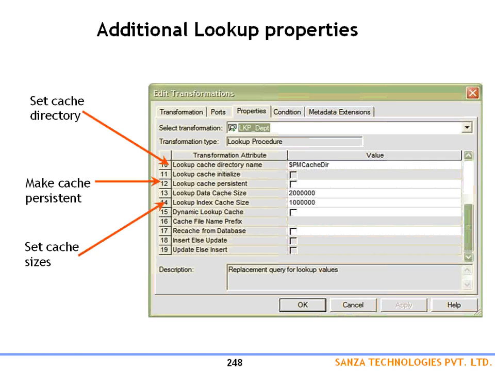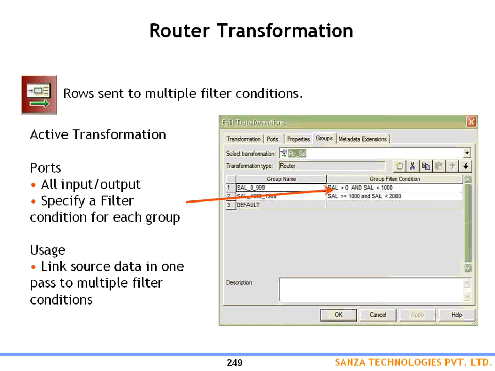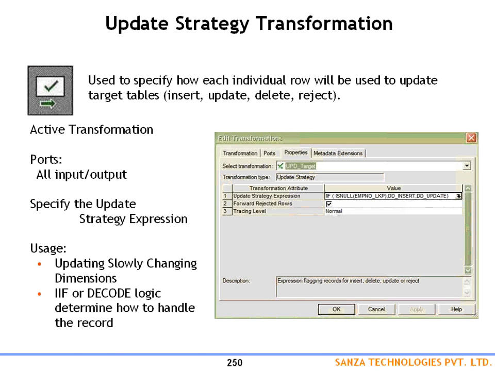So to find whether the record exists or not, we'll use the lookup, and split the data into multiple streams with the router transformation. To insert or update the records, we will use the update strategy transformation. The purpose of the update strategy transformation is to insert, update, delete, or reject the records into the target table. Based on the condition you specify, it will insert the records into the target, update the records in the target, reject the records, or delete the records in the target.